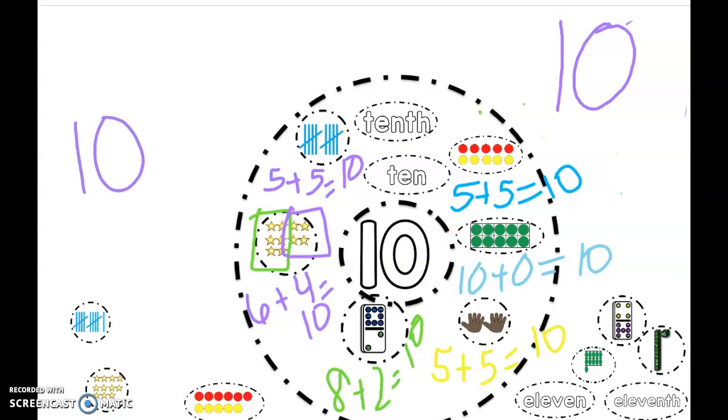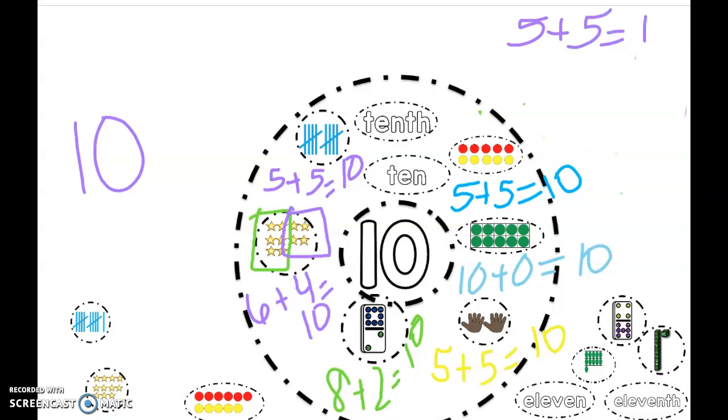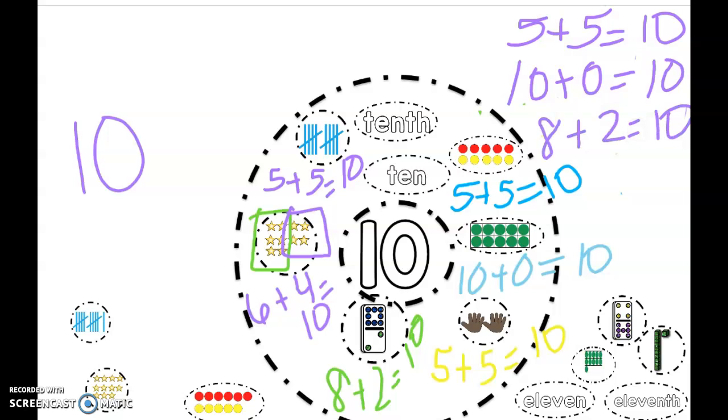All right, let's look quickly at some of the ways we made 10. What were some of the combinations or the numbers that we used to make 10? Well, if we look at the red and yellow dots, we used 5 plus 5 to make 10. What did we do with the green 10 frame? We had 10, so we didn't need any more, so 10 plus 0 equals 10. Then I had another 5 plus 5 with our hands. Look at the dominoes where I wrote it in green. There were 8 on the top plus 2 on the bottom to equal 10.